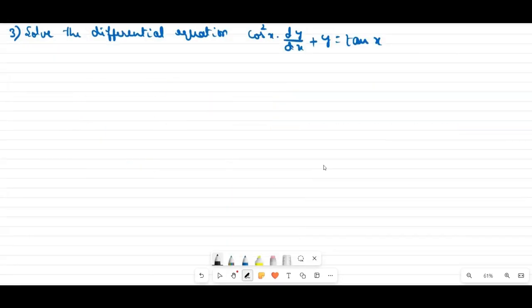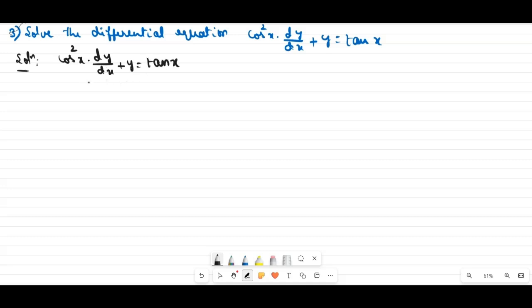The third question is, solve the differential equation cos square x into dy by dx plus y is equal to tan x. See, even this is also a linear differential equation. Obviously, you already know, in linear differential equations, that is a 5 marks question, one compulsory problem will be there in the final exam. So let us solve the given problem, the third question. Let me write the problem first. The problem is cos square x into dy by dx plus y is equal to tan x.